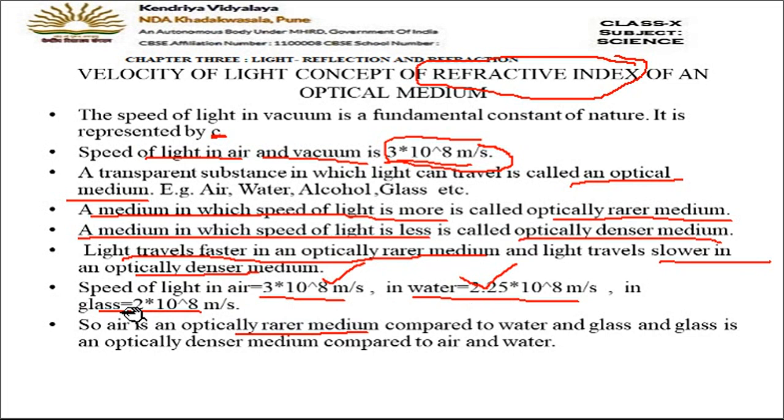Fine. So we'll be dealing only with these three, but in your textbook some other mediums are also given along with their refractive index. Okay. So I think these two terms are very clear: optically rarer and optically denser. Optically rarer, in which the speed is more, and optically denser, in which the speed of light is less. Now let's move on to next slide.